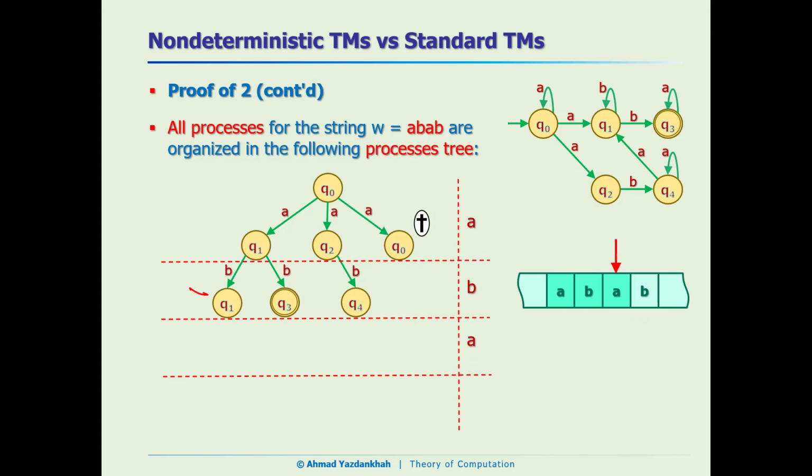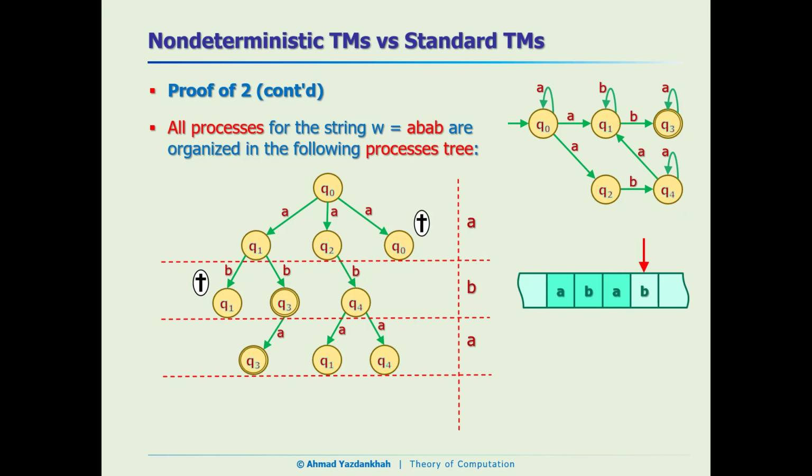So again, we start from Q1. Q1 with A. There is no A transition here, so we anticipate that this process will die. How about Q3 with A? It has only one possibility, to stay at Q3. How about Q4 with A? We have one possibility to stay and one possibility to go to Q1. Okay, so this A will be consumed.